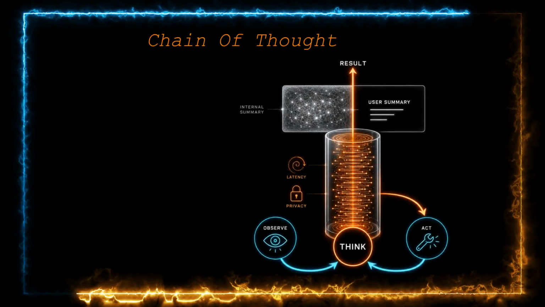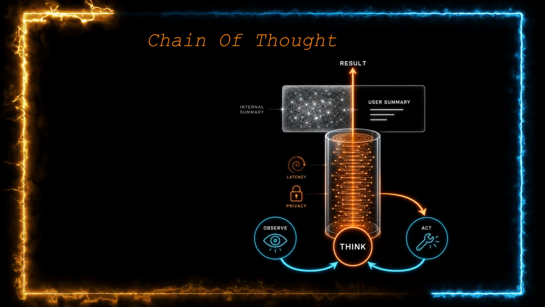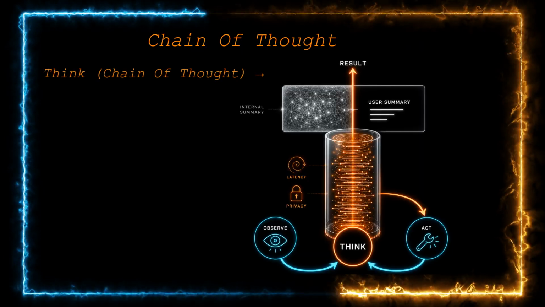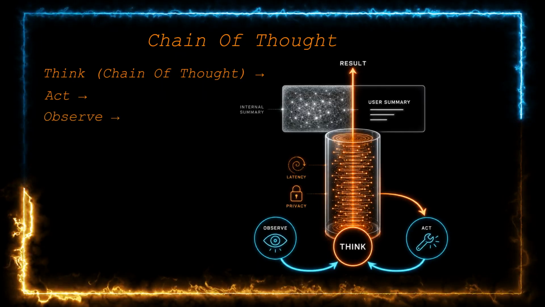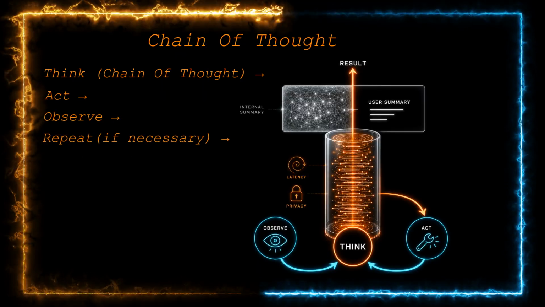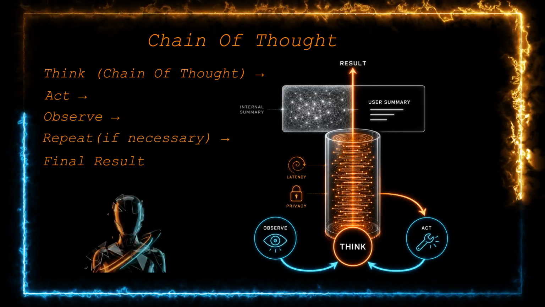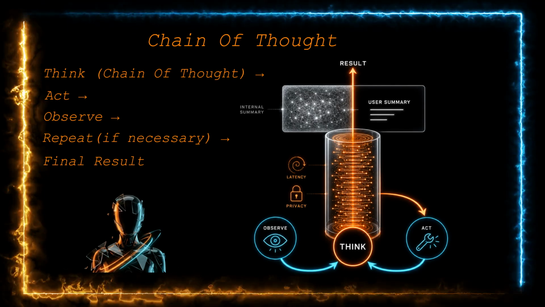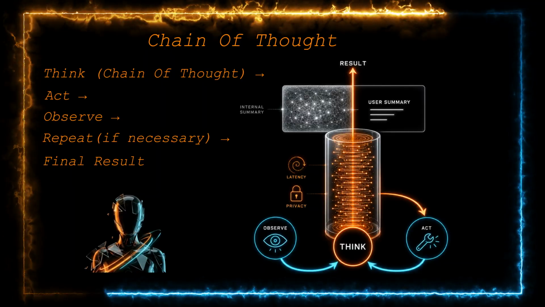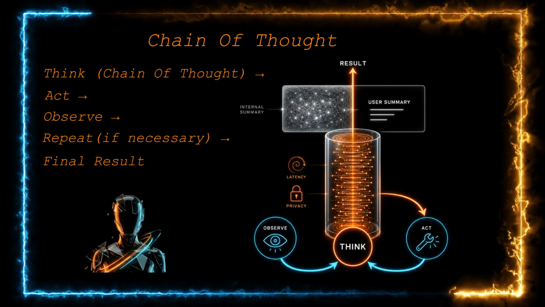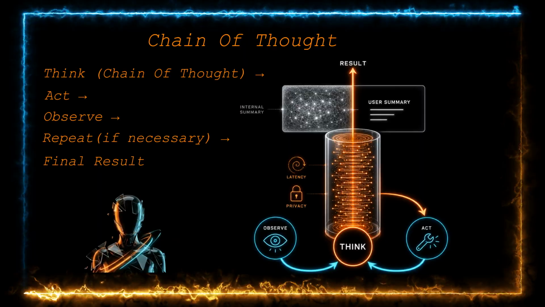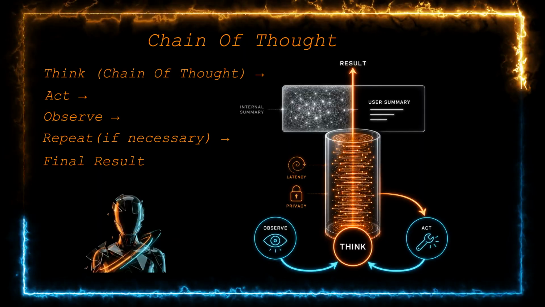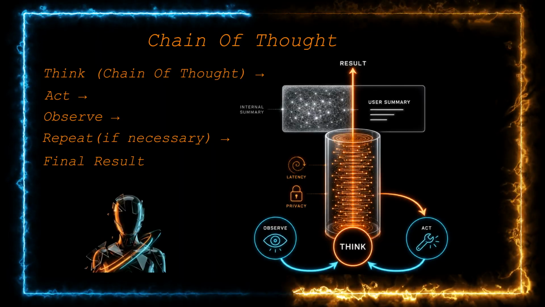Chain of thought plus ReAct means the agent uses more explicit reasoning during the think step. The loop is still think to act to observe to repeat, if necessary, to final result. But the thinking is more detailed. This can help with difficult reasoning, math, planning, or tool selection. The model breaks the problem down before deciding what action to take. The benefit is better accuracy on complex tasks. The cost is verbosity, latency, and privacy concerns.